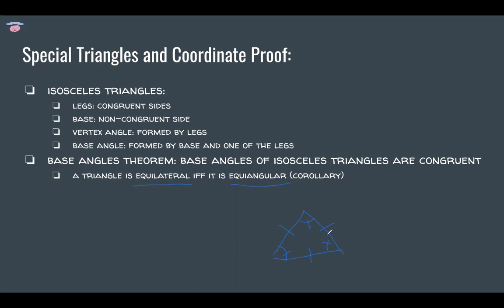This is congruent to this, and this is congruent to this, so this is congruent to this. A congruent to B congruent to C, A congruent to C. So because of this, all 3 sides are congruent, all 3 angles are congruent. Proof.